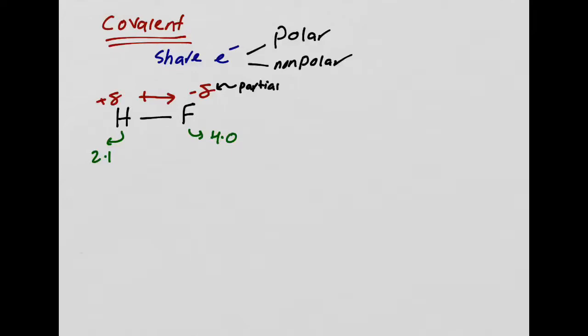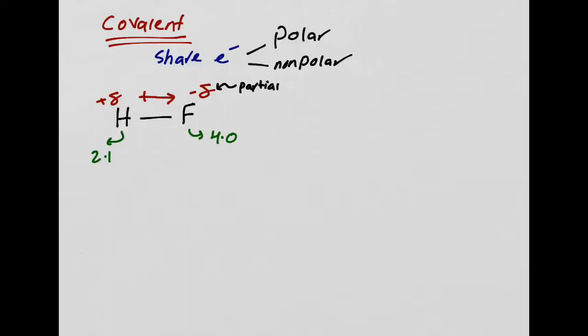Why? Because, again, fluorine is going to attract most of the electrons toward itself, so it's going to have more electron. But I'm going to give hydrogen a partial positive because hydrogen still gets some electrons, but not as much.